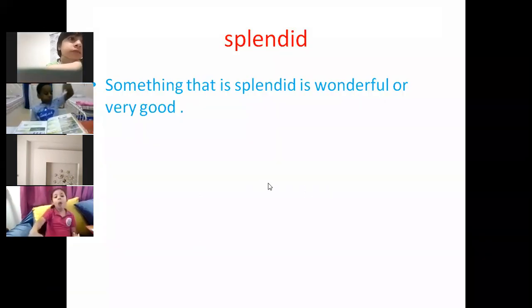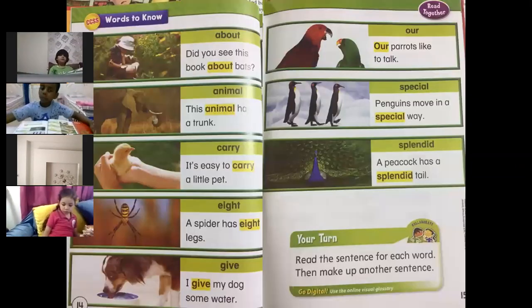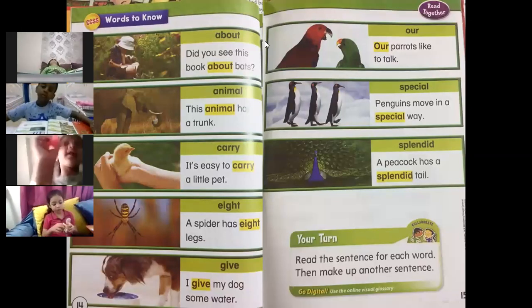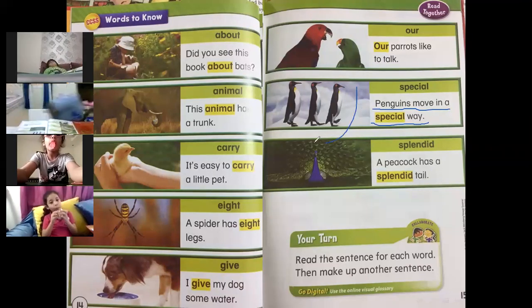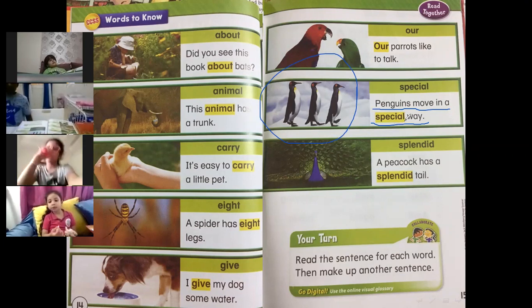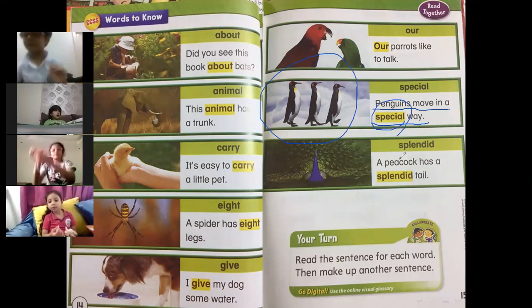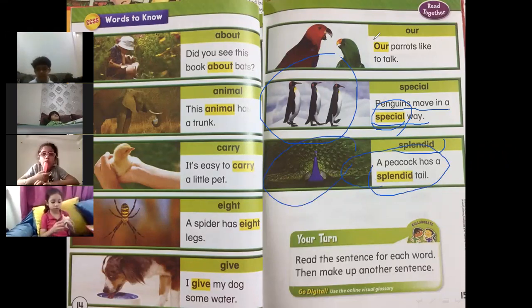So, something that is splendid is wonderful, or very good. Now, open your turn practice book. But we didn't read the sentences about special and splendid. Wait, wait. Let's read the sentences here. Look at here. Penguins move in a special way. You can see the penguins here, right? Penguins move in a special way, in a unique way. Splendid. A peacock has a splendid tail. That means wonderful and very good.